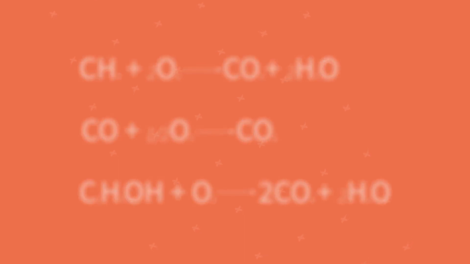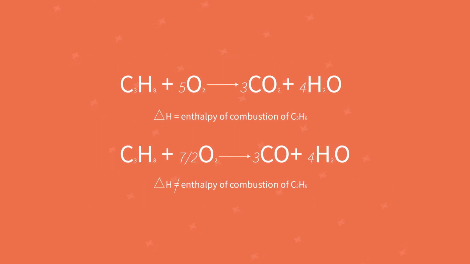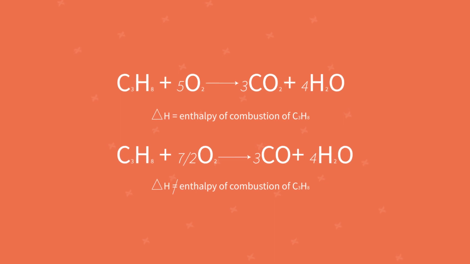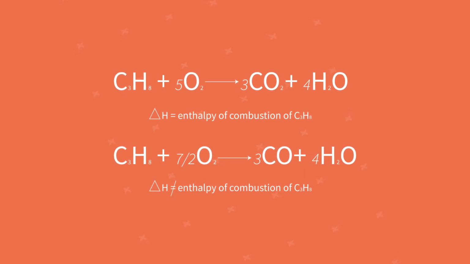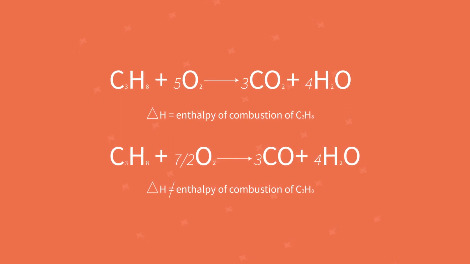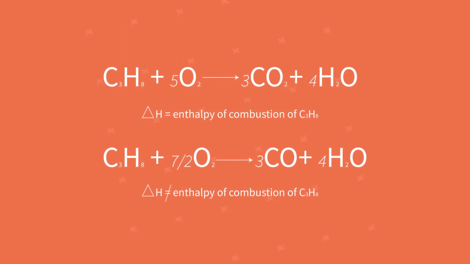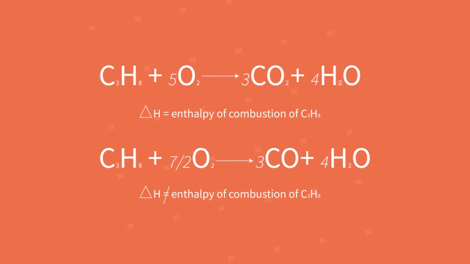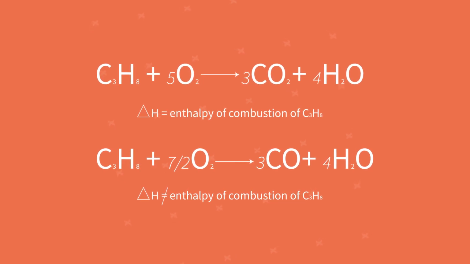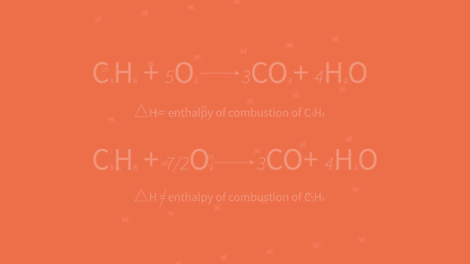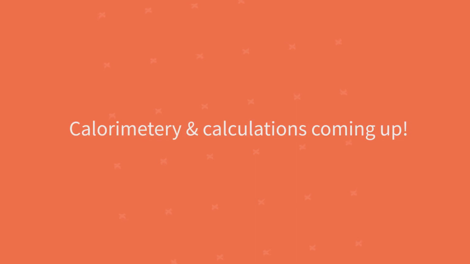For example, C3H8 can burn completely to form carbon dioxide and water, but if the supply of oxygen is less, it would form CO and H2O. The enthalpy of the second reaction is not equal to the enthalpy of combustion of C3H8. We can find enthalpy of combustion experimentally through calorimetry and theoretically using Hess law. We will learn these soon in other videos on StudyLinks.